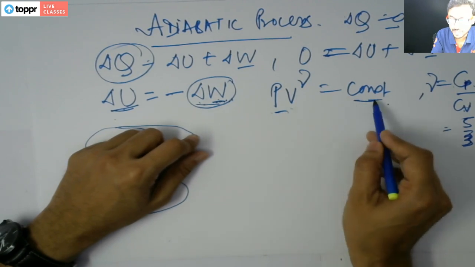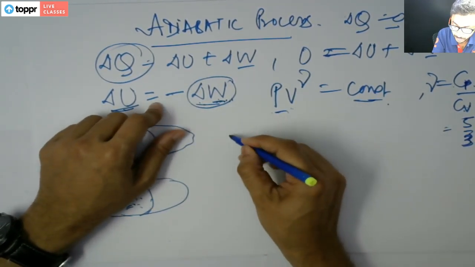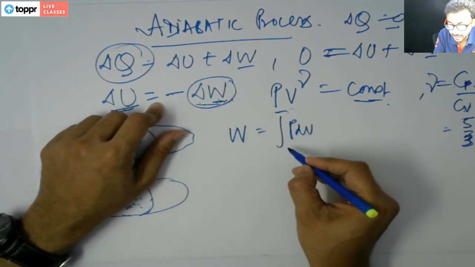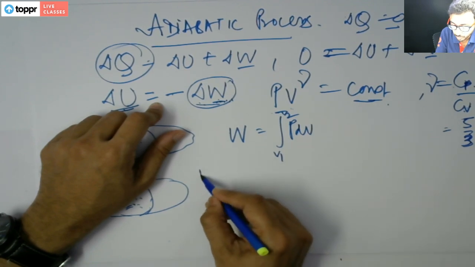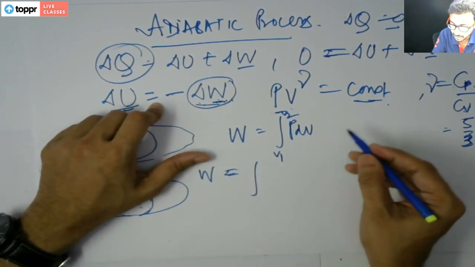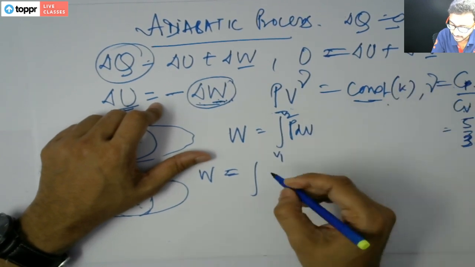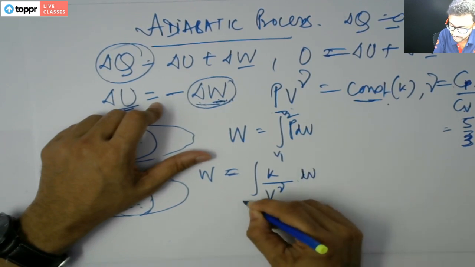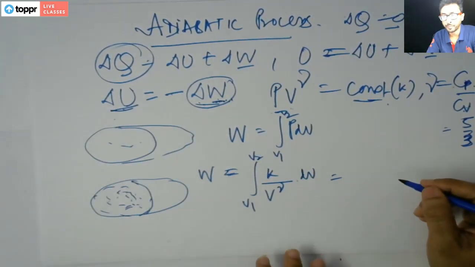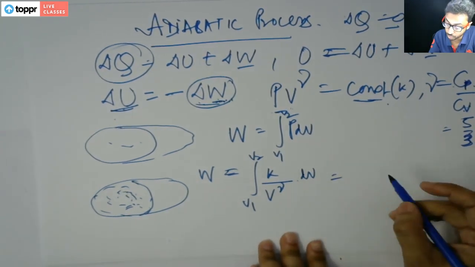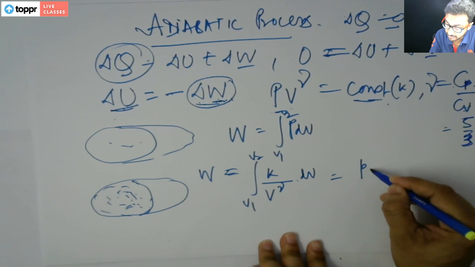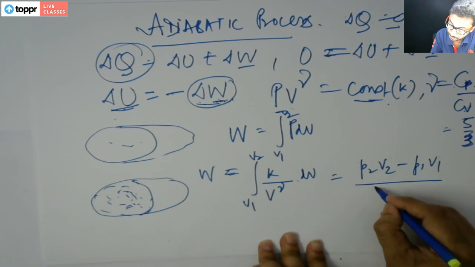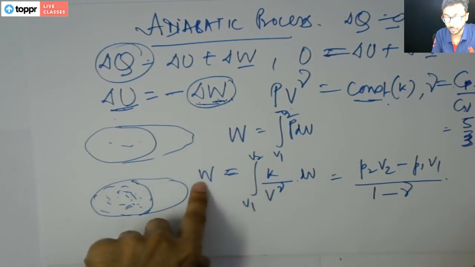So now we will use this formula to find out the work done. Now we know, again, W equals integral of P dV from V1 to V2. P we can write, say it's a constant, K by V to the power gamma, dV, from V1 to V2, right? After integration, I'm not doing it, you will finally see it can be written as P2 V2 minus P1 V1 by 1 minus gamma, the work done.